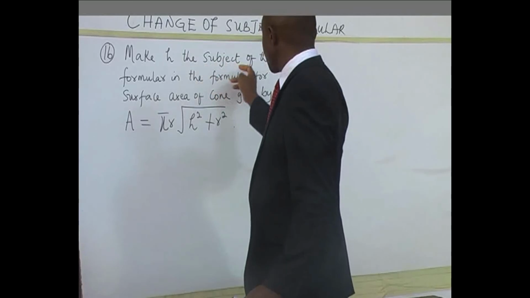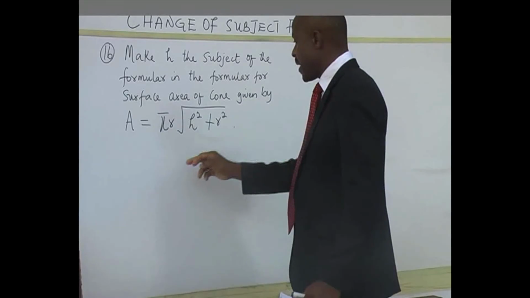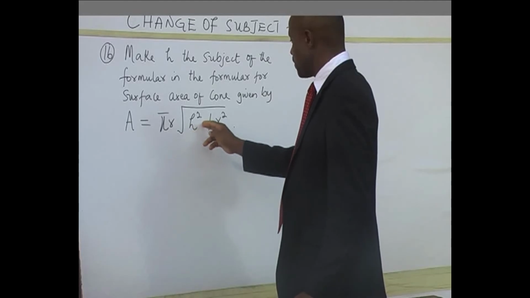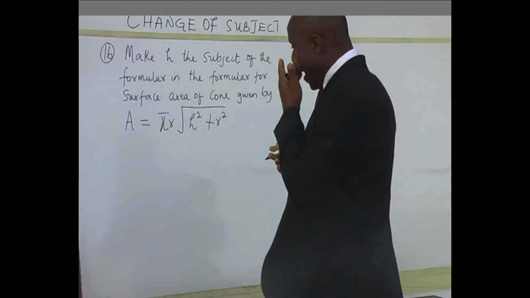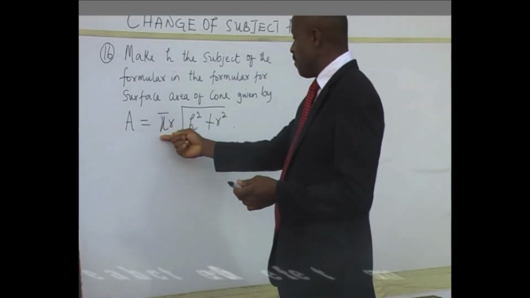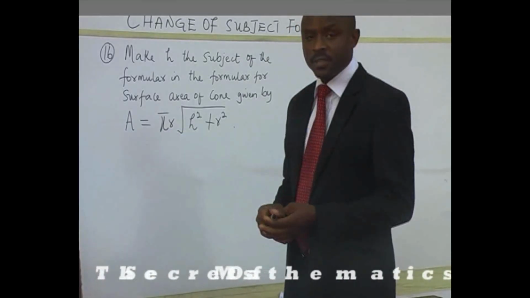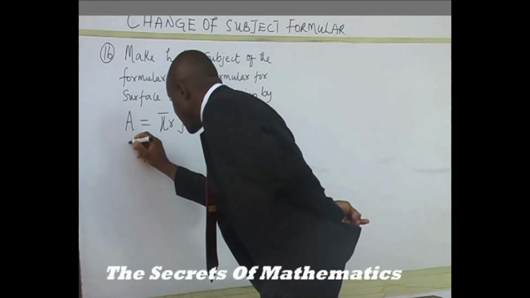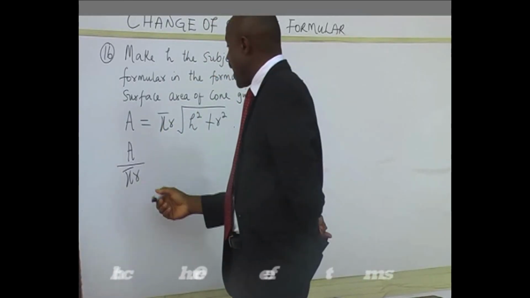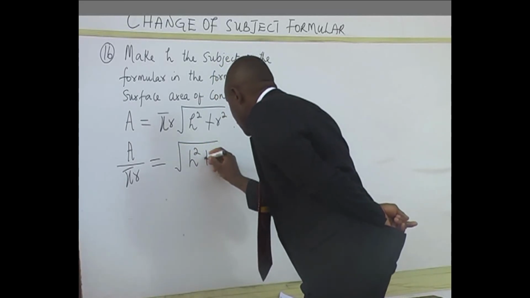Make h the subject of the formula in the formula for surface area of cone given by A is equal to pi r into the square root of h squared plus r squared. In this case, the first thing you do is divide both sides by pi r so as to eliminate pi r from the right hand side of the equation. By doing that, a divided by pi r will be equal to the square root of h squared plus r squared.